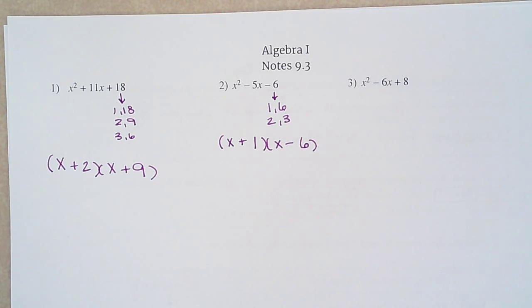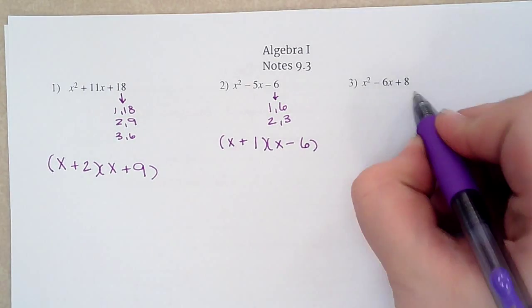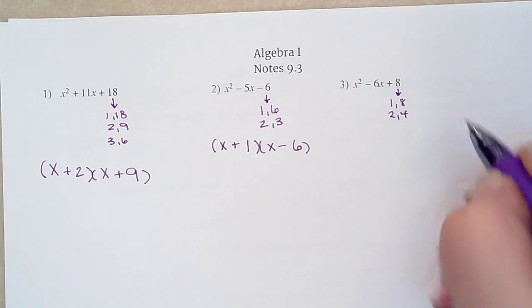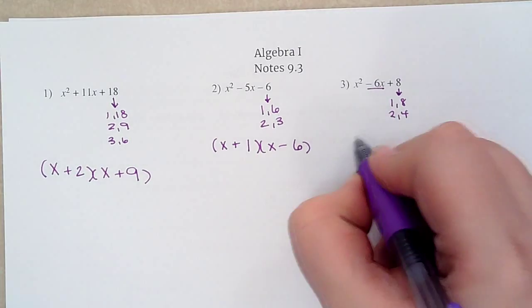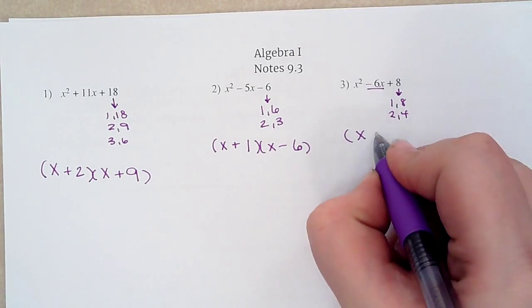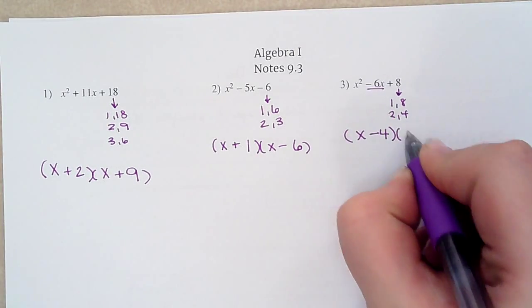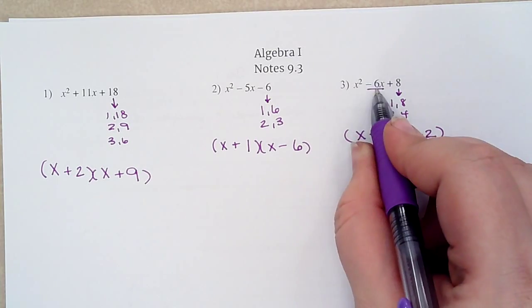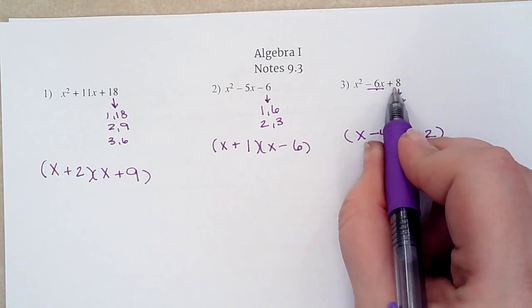All right, I'm going to take off the training wheels a little bit here. I'm just going to keep going with it. Multiplies to C, adds to B. x minus 4, x minus 2. Negative 4, negative 2, add to negative 6. Negative 4, negative 2, multiply to 8.